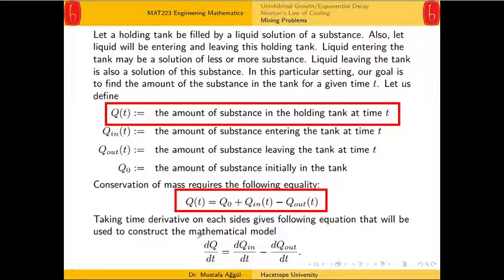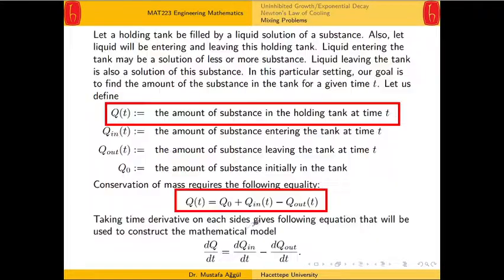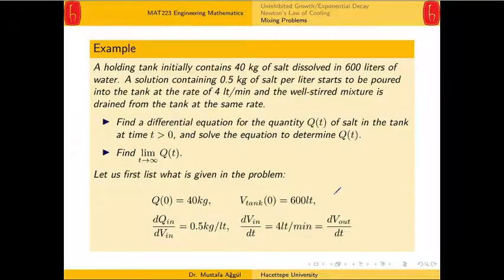So this is something we can eliminate after taking the derivative. So dQ/dt will be equal to dQ in/dt minus dQ out/dt. This basically means the rate of change of the substance in the tank is equal to the entering rate minus the leaving rate. We will use this basic equation to construct our mixing problems, our mixing models.